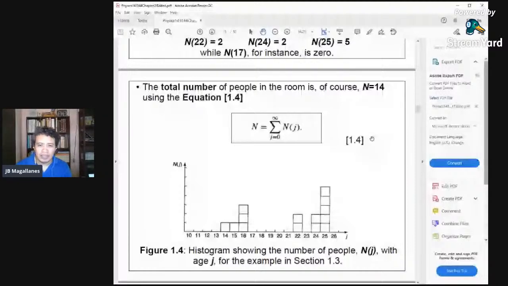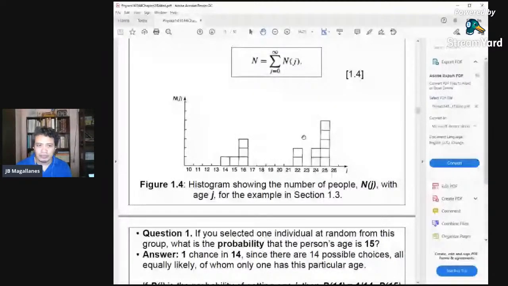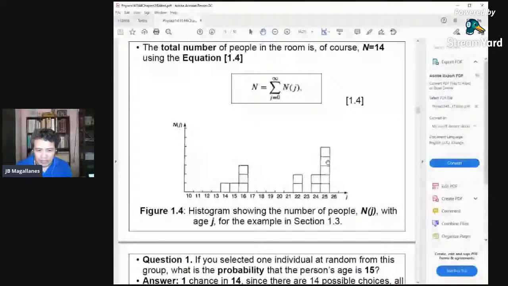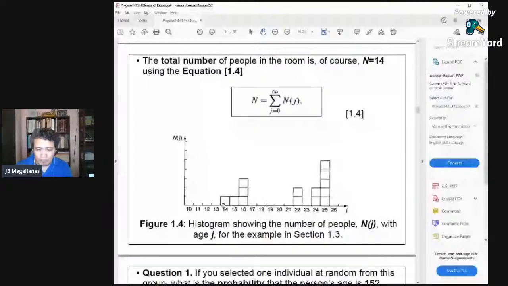If you can see, the plot here shows a histogram of the number of people nj with age j, for the particular example that we are discussing. So 14, 1; 15, 1; 16, 3; and you have 22, 2; 24, 2; 25, 5. The rest is 0.